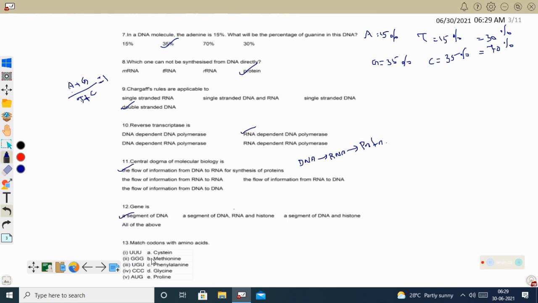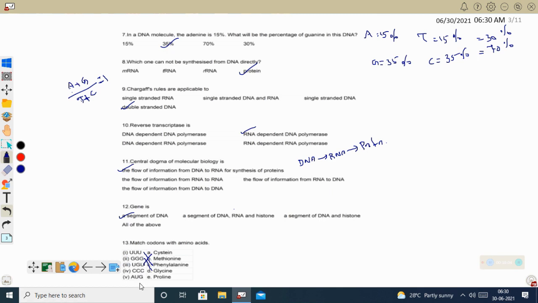Next question: match codon with amino acid. First one, UUU matches with phenylalanine. UUU and UUC code for phenylalanine. The next one, GGG, codes for glycine, and GGG, GGC, GGA, GGU all code for glycine. And UGU codes for cysteine. UGU and UGC both code for cysteine.